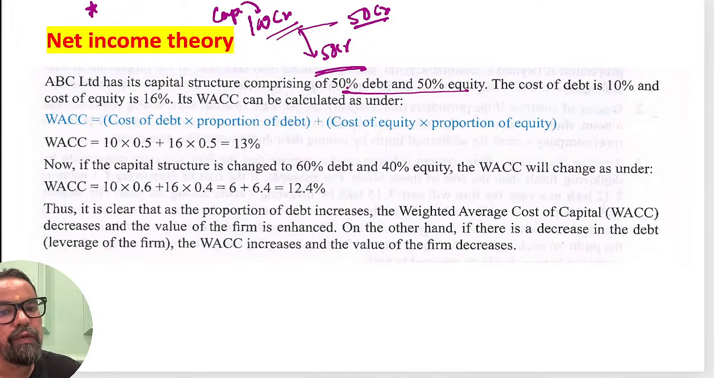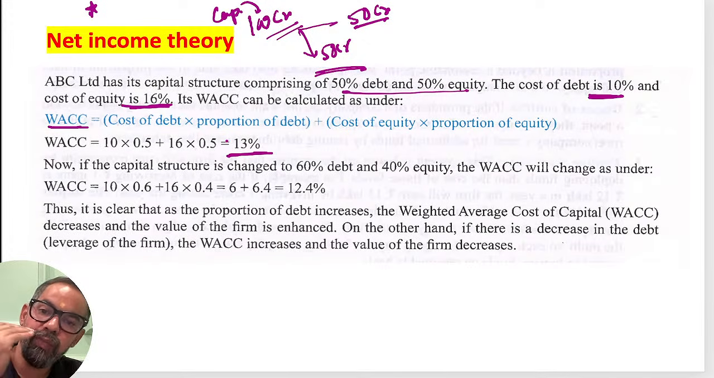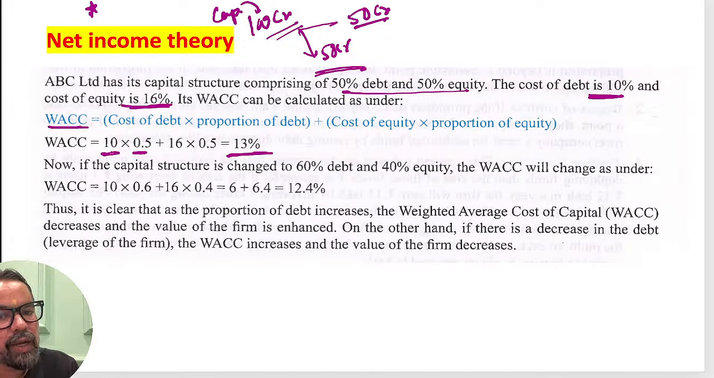So now, first, what will their weighted average cost of capital be? 13%. How come 13%? They have the cost of equity at 16% and cost of debt at 10%. So proportion of debt into cost of debt: the proportion of debt is 0.5 and cost of debt is this. Proportion of equity is 0.5, meaning 50%, into cost of this. So we have reached this one.